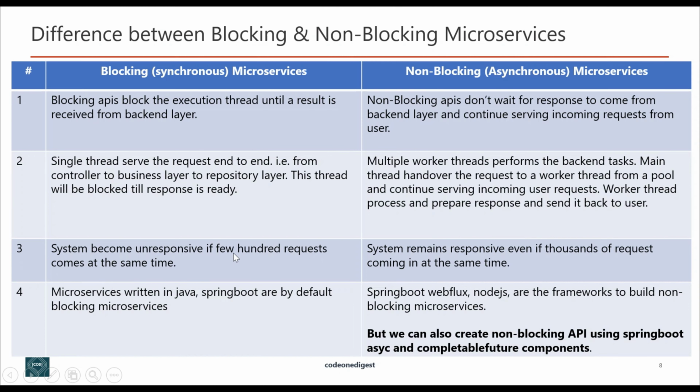A blocking system becomes unresponsive if a few hundred requests come at the same time. A non-blocking system remains responsive even if thousands of requests are coming at the same time, because our main threads are always free. The main thread is taking the request and giving it to the worker thread. Hence the main thread is always free. Now, microservices written in Java Spring Boot are by default blocking microservices. Spring Boot WebFlux and Node.js are the frameworks to build non-blocking microservices. But here I am showing you, using the traditional Spring Boot framework, how we can achieve similar non-blocking microservices.